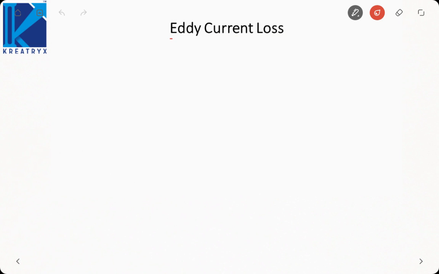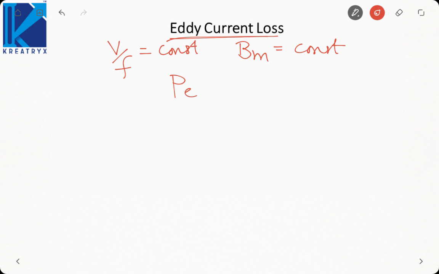So let us consider again the two same cases. First is V by F is constant, then Bm would also be constant because Bm is proportional to V by F. Then eddy current losses will be proportional to frequency square.